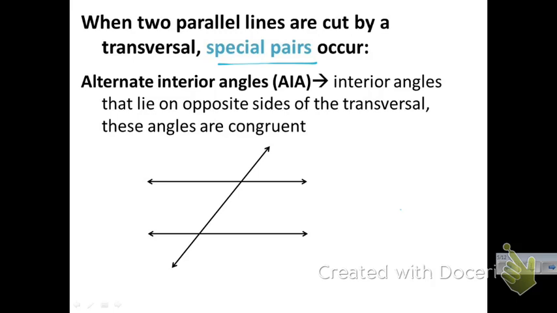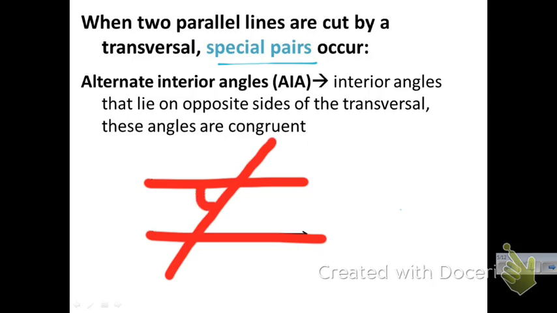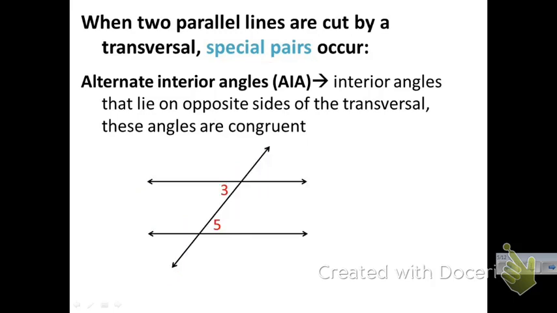Alternate interior angles are angles that are inside our parallel lines. So we're talking about inside the parallel lines. And then they have to be on opposite or alternating sides of the transversal. So we're talking about this angle here and this one here. I like to tell my students they form an S, or this angle and this angle here. So we have angle 3 and 5 here and 4 and 6. And if those lines are parallel, then these angles are congruent. So we would say angle 3 is congruent to 5, and angle 4 is congruent to angle 6.